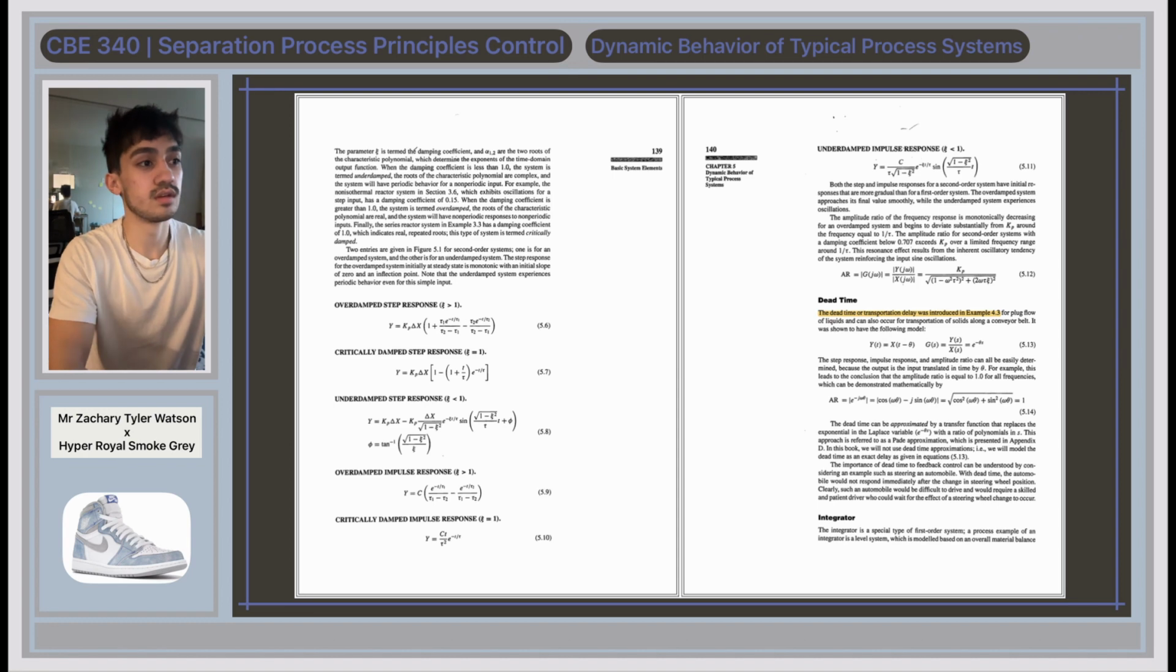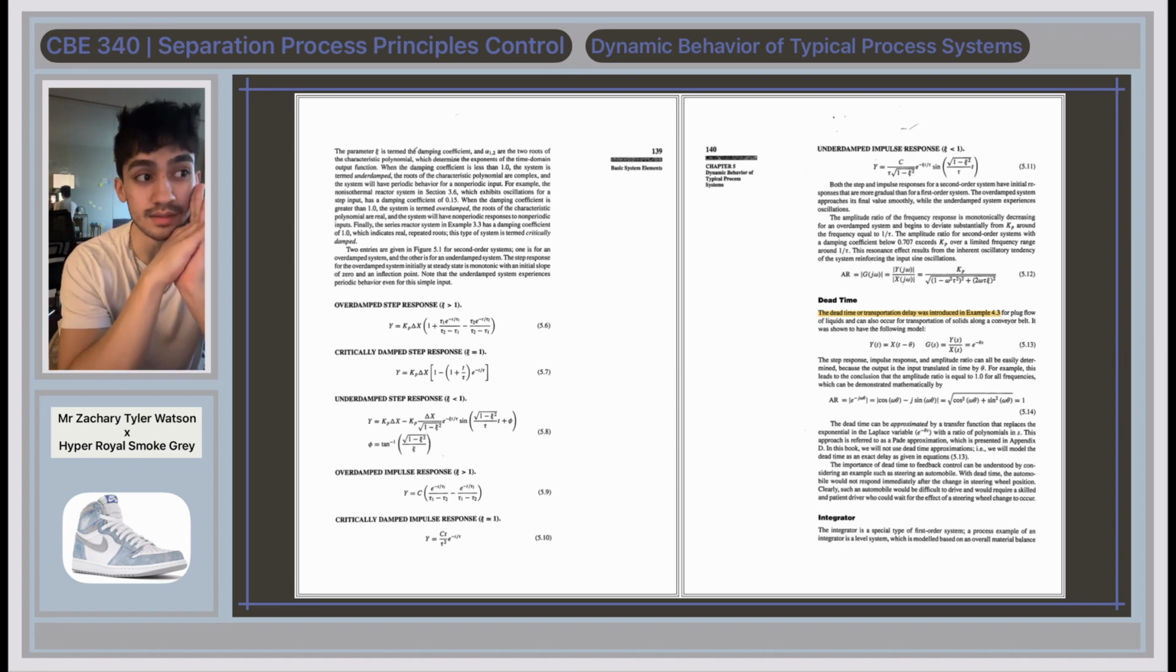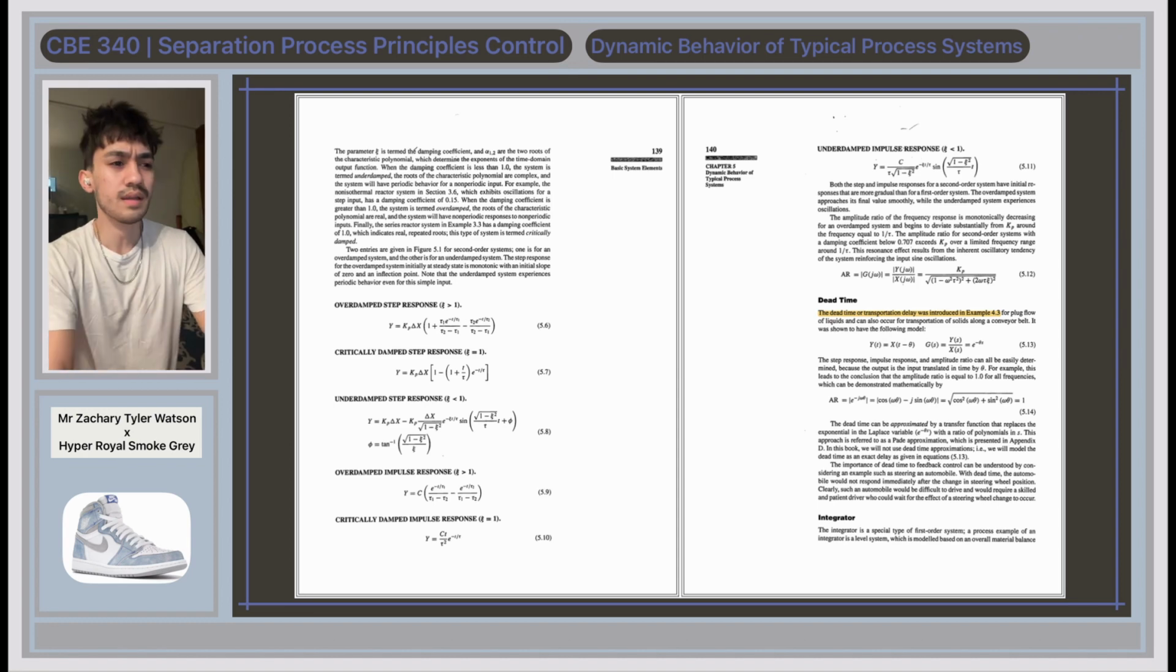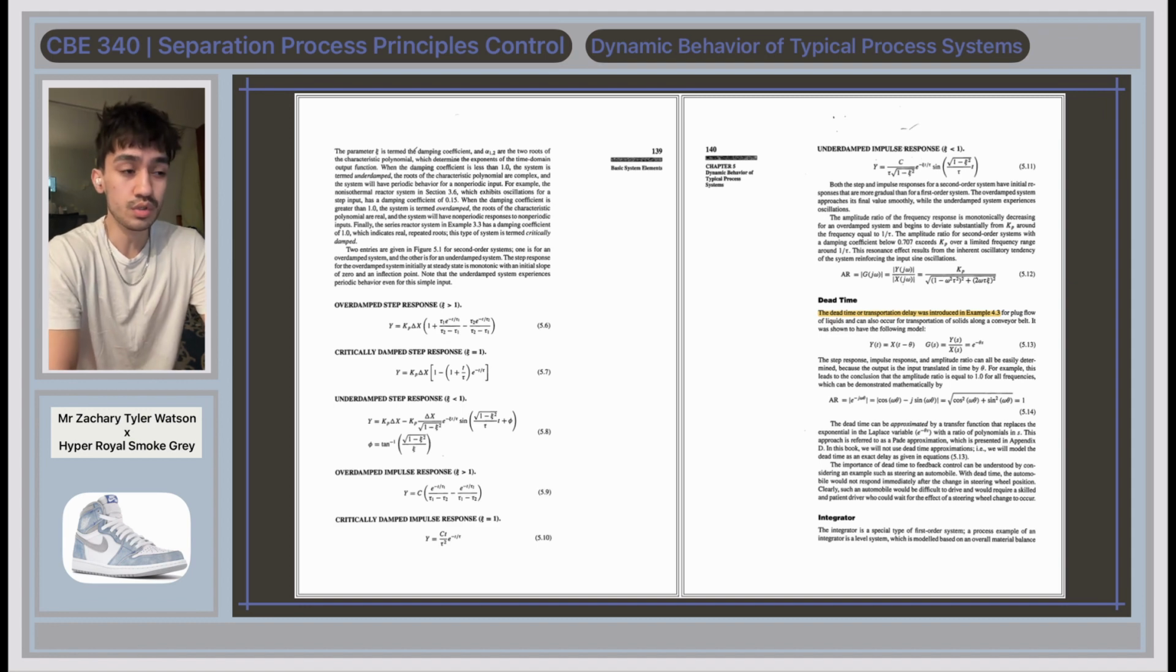Moreover, only ω is given for the amplitude ratio, but for a second order system, ω and the damping ratio are given. Next up is the dead time. The dead time or transportation delay was introduced in example 4.3 for plug flow of liquids, and it can also occur for transportation of solids along a conveyor belt.